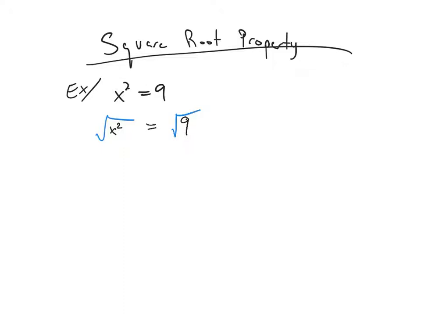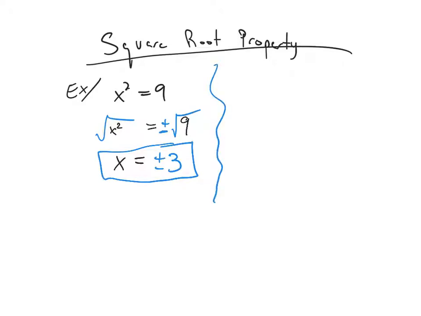But whenever you take the square root, notice you're going to get two answers. You're always going to get a plus and a minus. All right? So we're left with x equaling, what's the square root of 9? Bam. Plus and minus 3. So we end up with these two answers, a positive and negative 3.